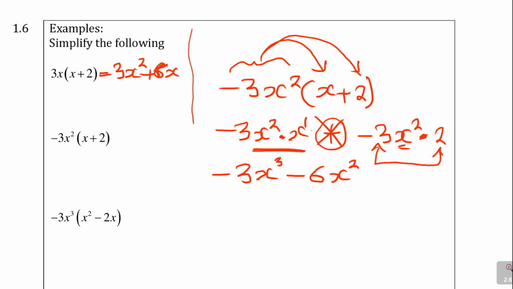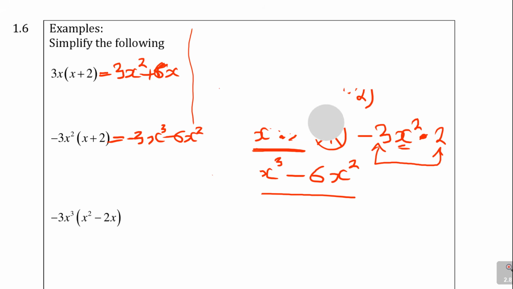X squared. But here we couldn't say x squared because there was another x. Can you do anything further? No. It's done. This is a 3. This is a 2. You can't add things that are not like. These are unlike terms. Even if it's tempting you to do something further, don't. So the answer here is minus 3x cubed minus 6x squared.